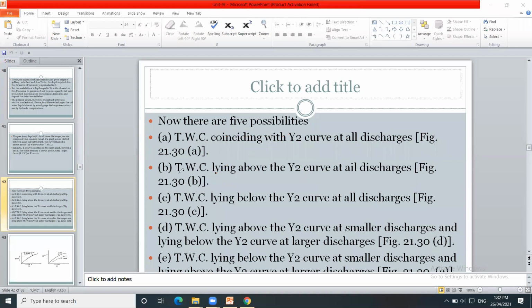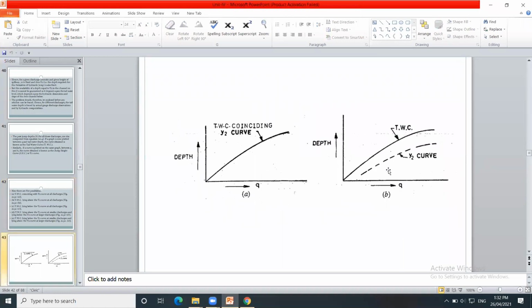This is the second case: the TWC, tailwater curve, lying above the Y2 curve at all discharges. See, this is the TWC curve lying above the Y2 curve. The Y2 curve is shown by this dotted line, and this is the TWC curve which lies above this Y2 curve.